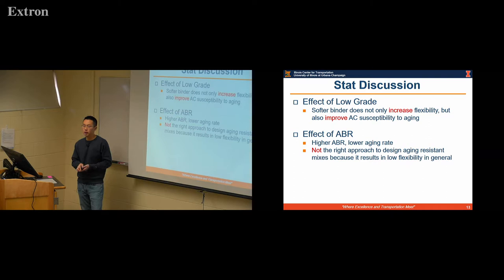But this is not the right approach to design aging resistant mixes because it results in a low flexibility index in general. So we don't want to increase the ABR to lower the aging rate. The third discussion is about the mix type.